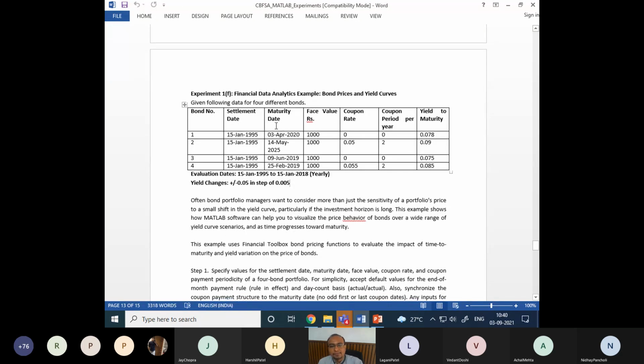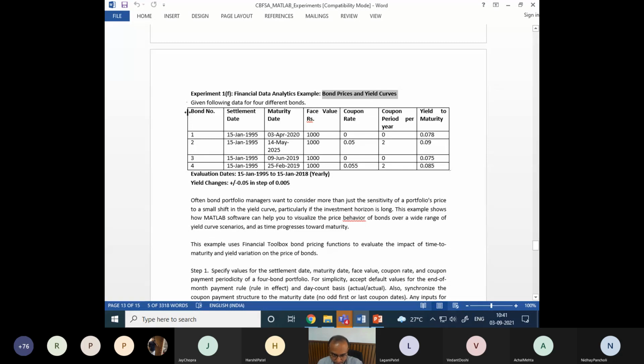Today also we take some hypothetical data, but you can do this analysis on practical data. In experiment 1F we have the example of, again, financial data analytics. This is the last example in this financial data analytics related to fixed securities. Next time we will go to risky securities, with portfolio analysis and security analysis. In this experiment I illustrate the bond price and yield curve, which we have seen in the theory class. The yield curves of bonds are very important.